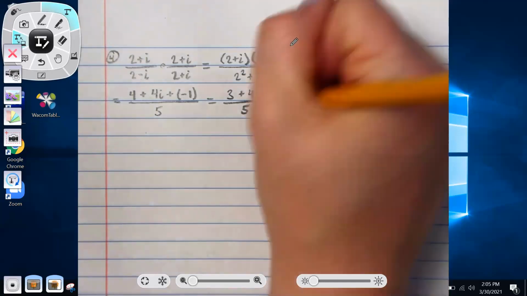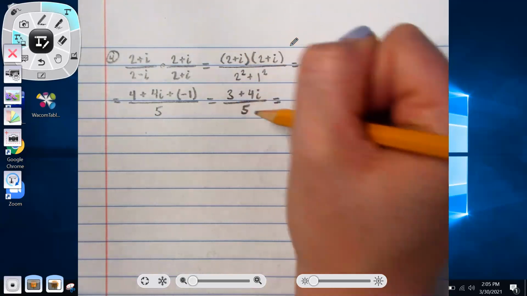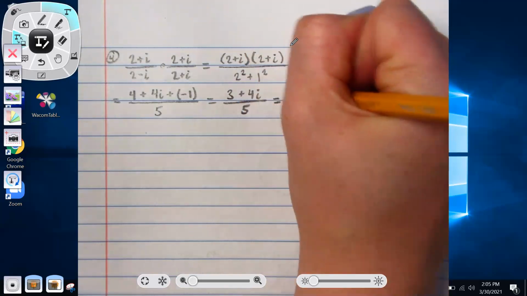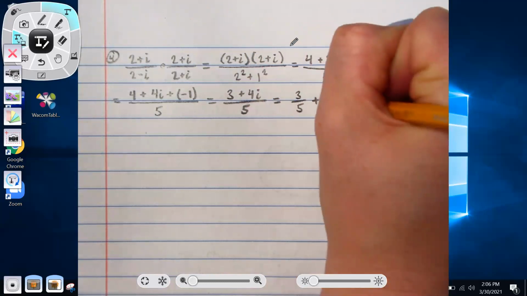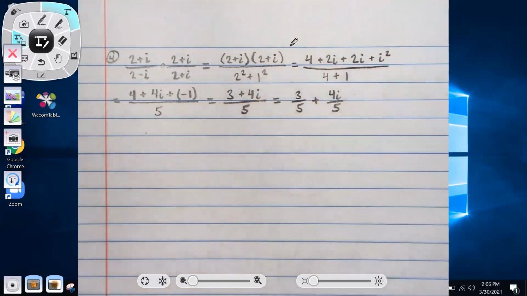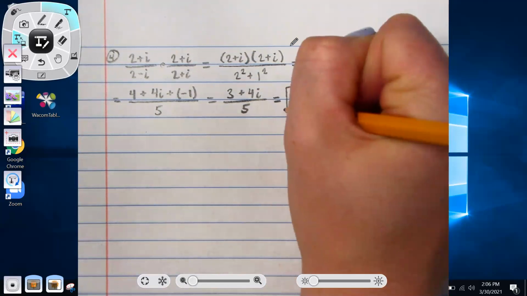Then separate these into 2 separate numbers. So we're dividing 3 and 4i both by 5. So 3 over 5 plus 4i over 5. These fractions are in their simplest form. So this is our answer.